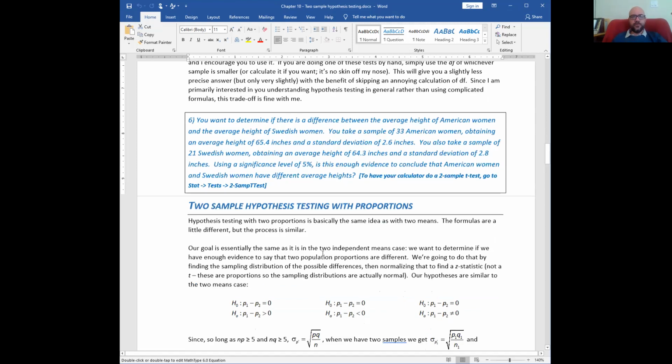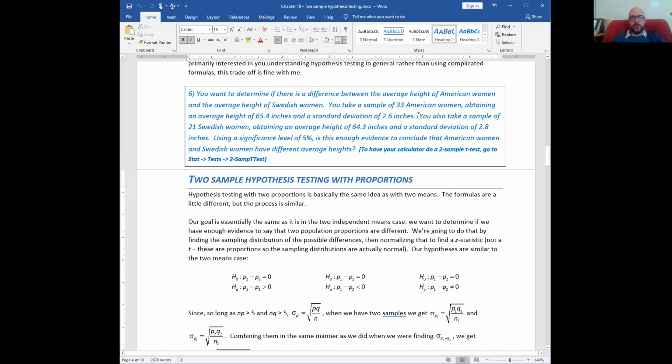So let's do this question. We want to determine if there is a difference between the average height of American women and the average height of Swedish women. So we have smaller samples this time. We take a sample of 33 American women, getting an average height of 65.4 inches, standard deviation of 2.6. Take a sample of 21 Swedish women, getting an average height of 64.3 inches, and standard deviation of 2.8. And using a significance level of 5%, is this enough evidence to conclude that American women and Swedish women have different average heights? So a couple things to point out.